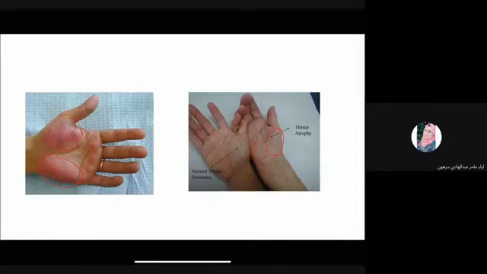What are the causes of palmar erythema? They can be produced by CO2 retention. They can be produced in patients with pregnancy or patients with liver disease. So it is important to examine for the palmar erythema.